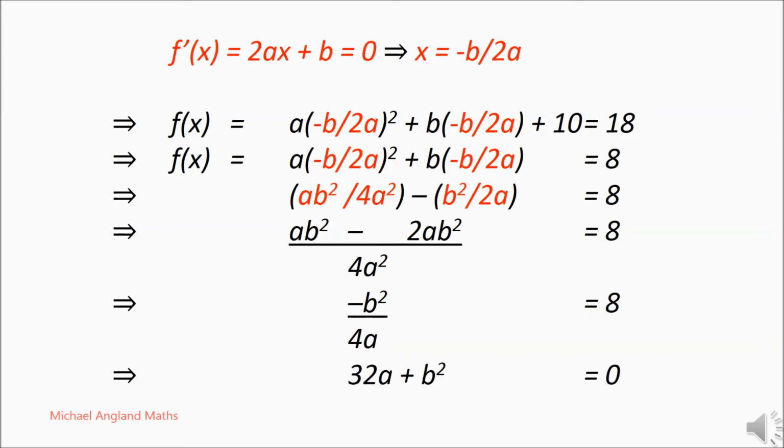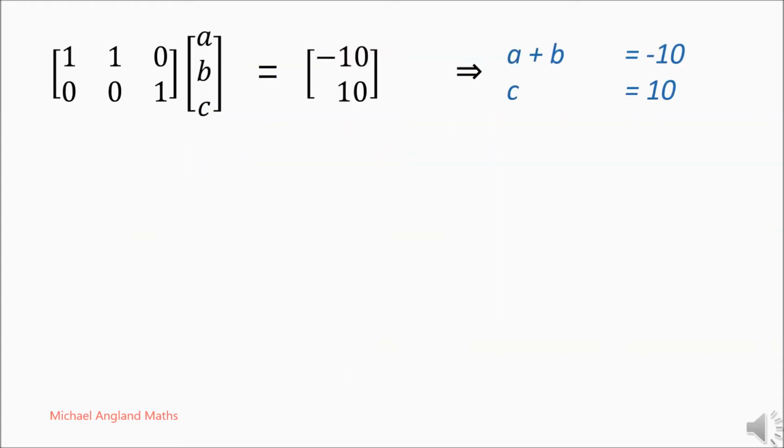And multiplying through by 4a, and recall we can do this because a is not equal to 0, we get 32a plus b squared is equal to 0. Okay, so I've written in matrix form here the information that we have already. So from the first condition, we had a plus b is equal to minus 10.